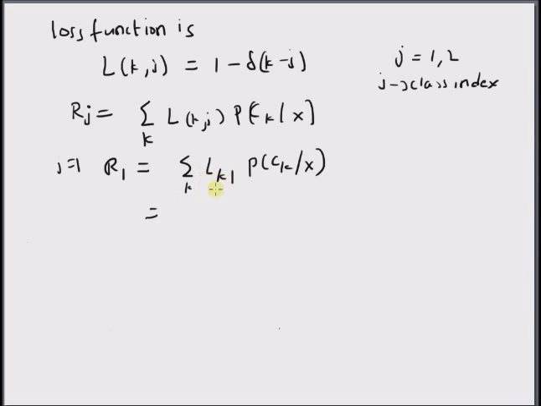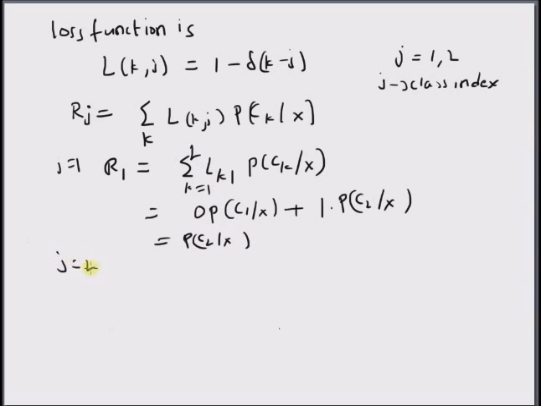From this definition, L(1,1) is actually equal to 1 minus 1, that is 0, multiplied by the probability of C1 given x. And the second term, since k goes from 1 to 2, for k equal to 2 we have L(2,1), which is equal to 1 minus 0, that is 1, multiplied by the probability of C2 given x. So this is equal to the probability of C2 given x. Similarly, for j equal to 2, we can easily derive that R2 is equal to the probability of C1 given x.